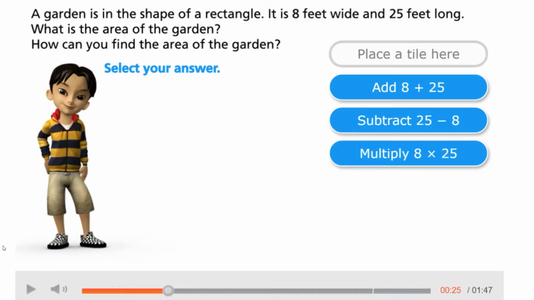Now what we're doing here, if we're saying that it's 8 feet wide, so you have 8 groups, right? And it's 25 feet long. So 8 groups with 25 in each group. So what we're going to do here is we're going to multiply to find our answer.